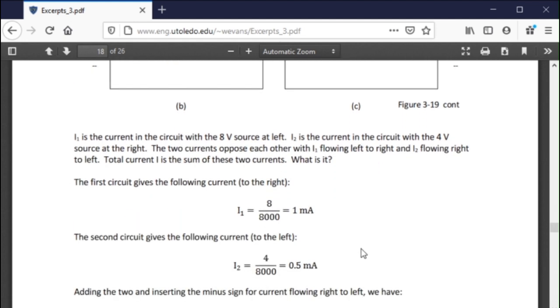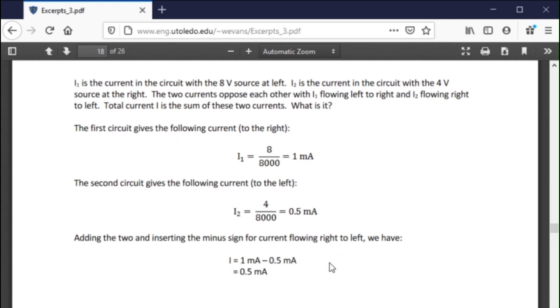And that gives you the final numbers right there. I1, 1 milliamp. I2 is 0.5 milliamp. The final answer is 0.5 milliamp going left to right.